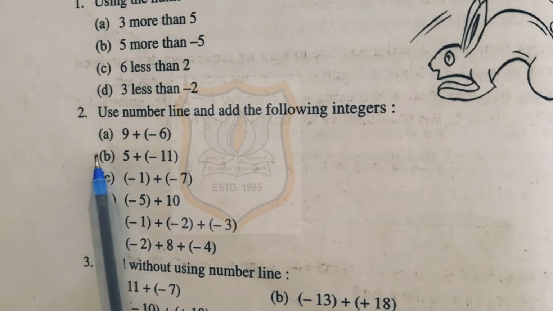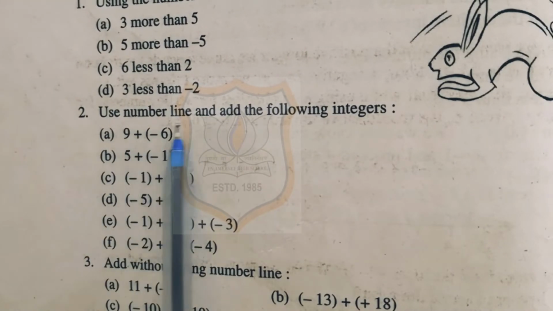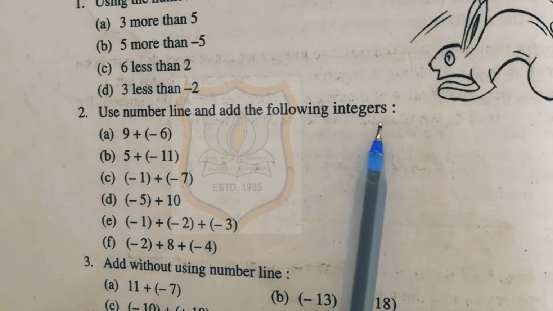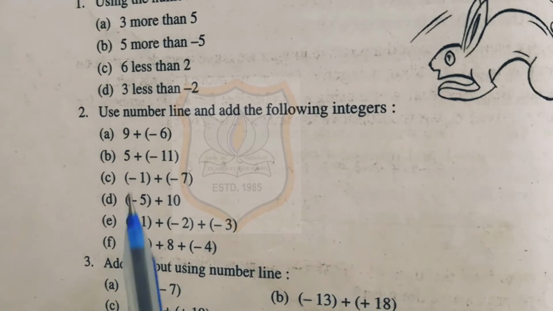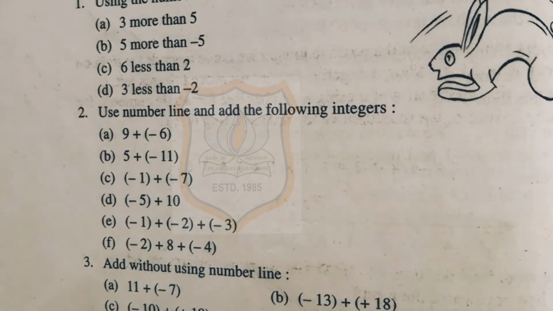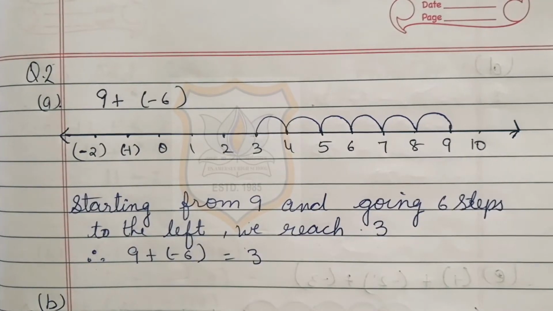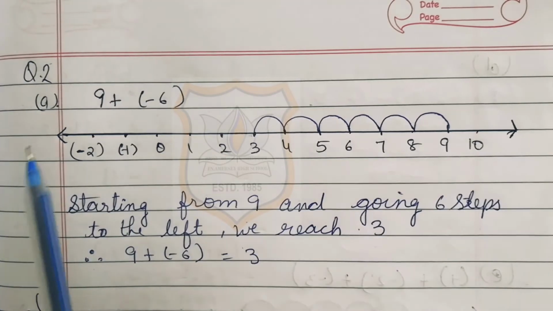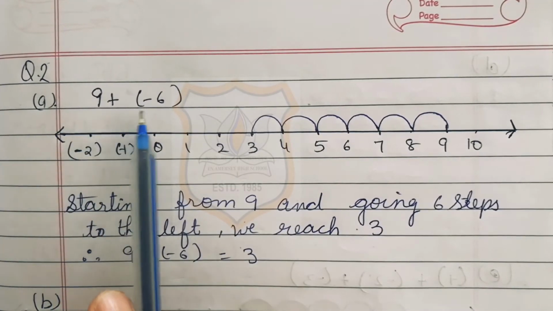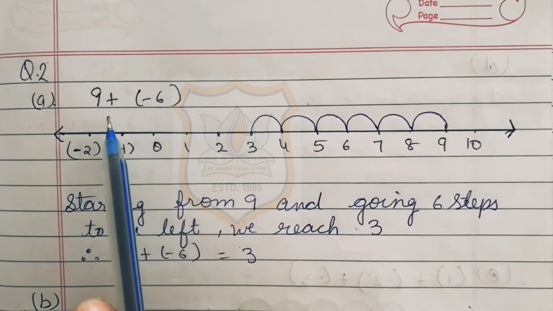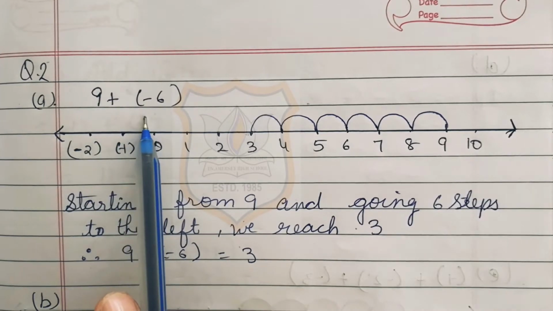Question number 2 of exercise 6.2, use number line and add the following integers. Students, we have to add the integers with the help of number line. Now solution for question number 2 of exercise 6.2, A part of question number 2, 9 plus minus 6. Here we have to add 9 and minus 6 with the help of a number line.